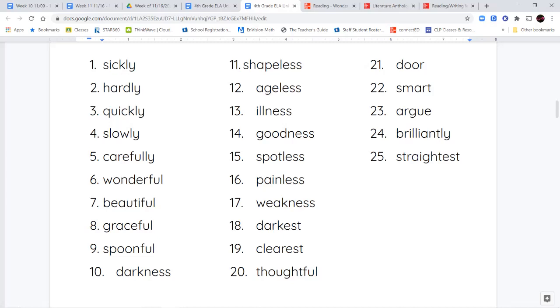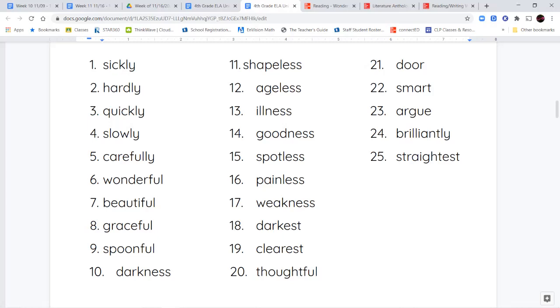So your words for this week are the word sickly, hardly, quickly, slowly, carefully, wonderful, beautiful, graceful, spoonful, darkness, shapeless, ageless, illness, goodness, spotless, painless, weakness, darkest, clearest, thoughtful, brilliantly, and straightest.